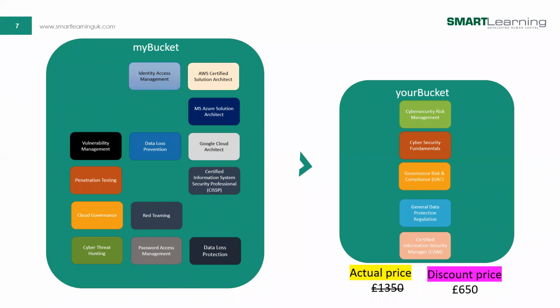Just to say, the ISACA exams, you're looking at roughly 550 to 600. In pounds or dollars? In pounds. Thank you. Can you also check for me CISA and CRISC? Is it for the exam or for the course? For the exam. Okay, just for the exam.